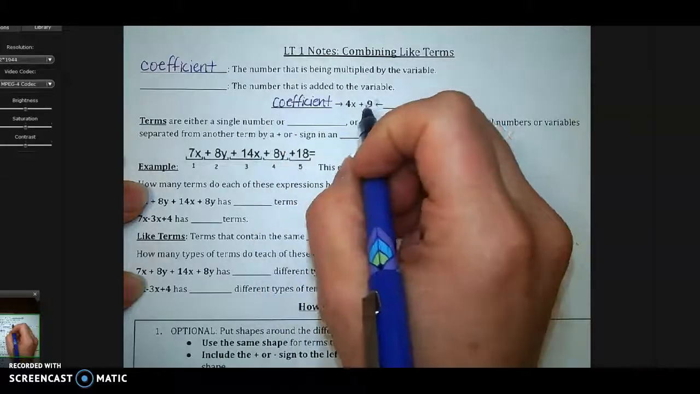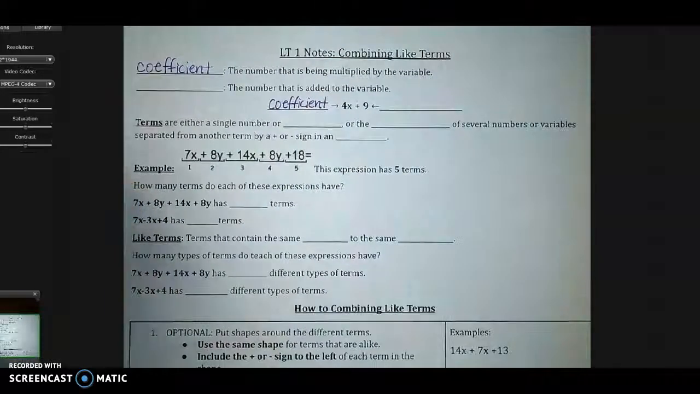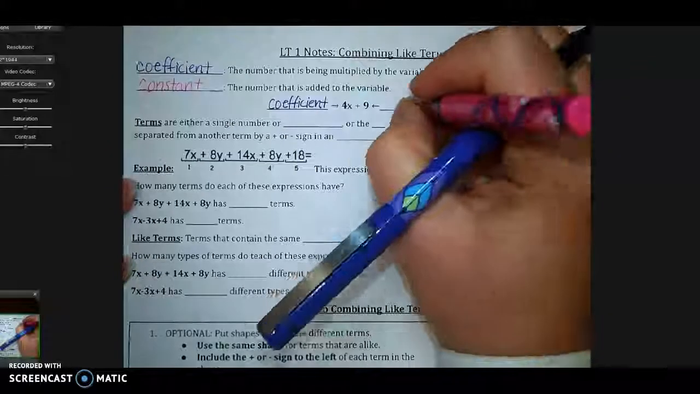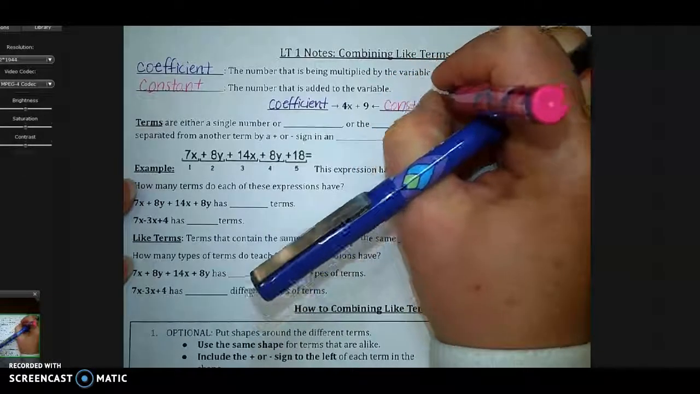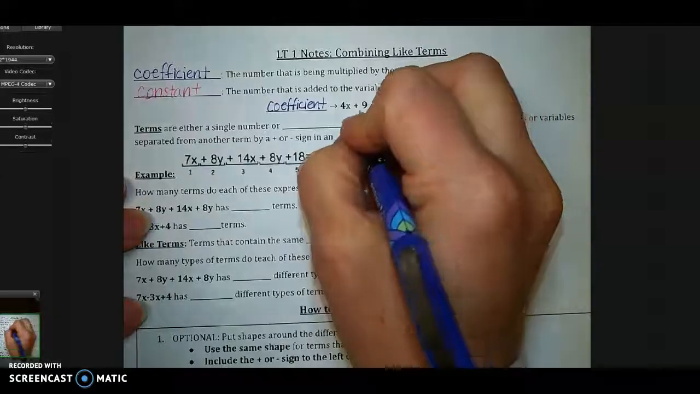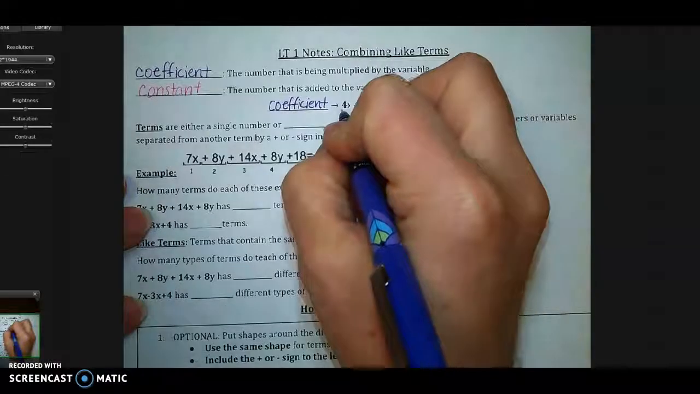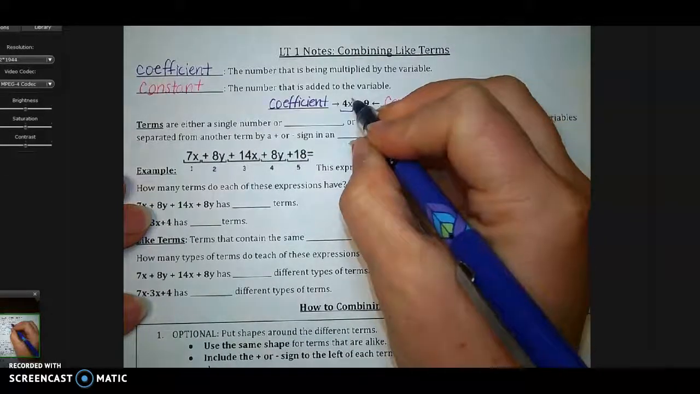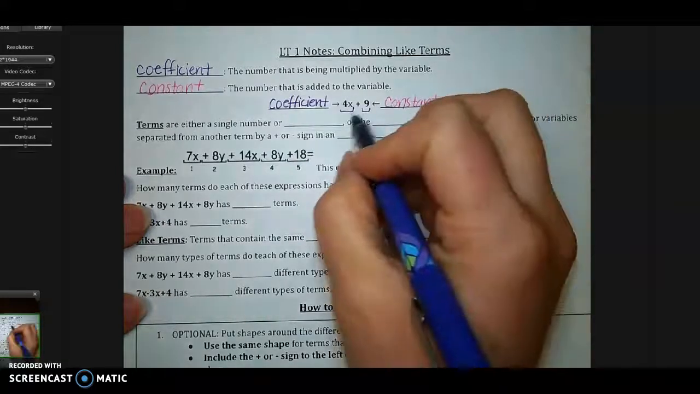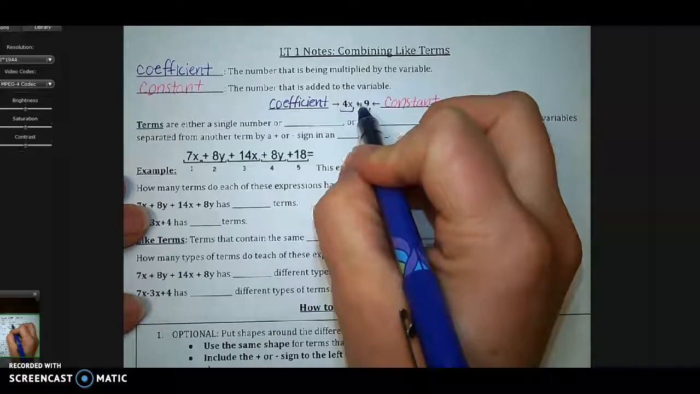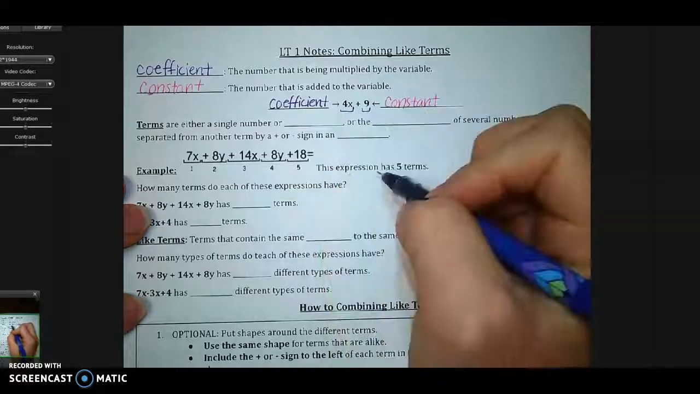And the number that is added to the variable, this 9 here, that is called the constant. Because 9 is 9 is 9, and 2 is always 2, and 3 is always 3. So they're constant. They never change. Now, terms can either be a single number, like a constant, or they can be a coefficient and a variable together. You might also see a variable to a power or a number to a power, but this is a single term. So as soon as you see an operational sign, for instance, in this case, an adding sign, these are separate terms.